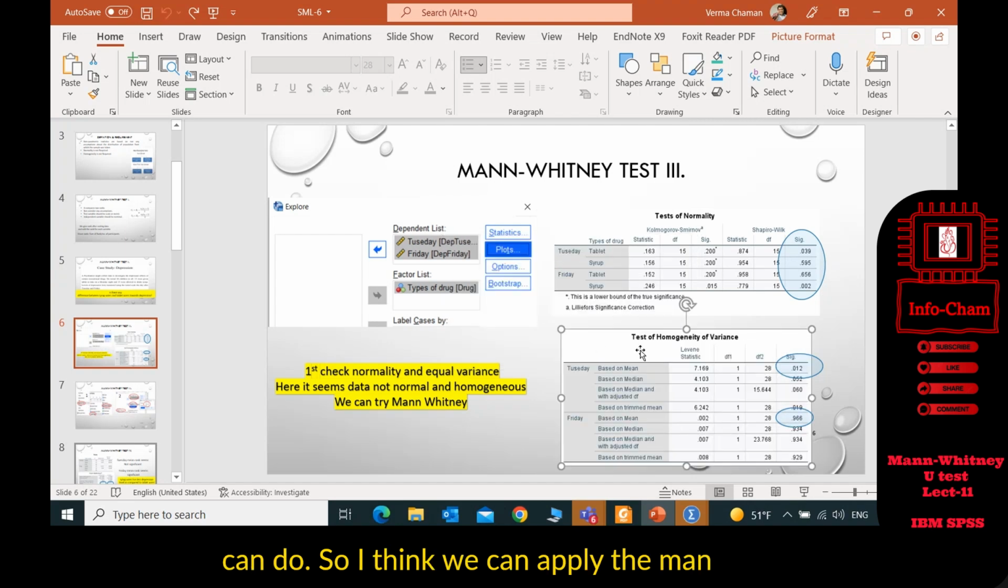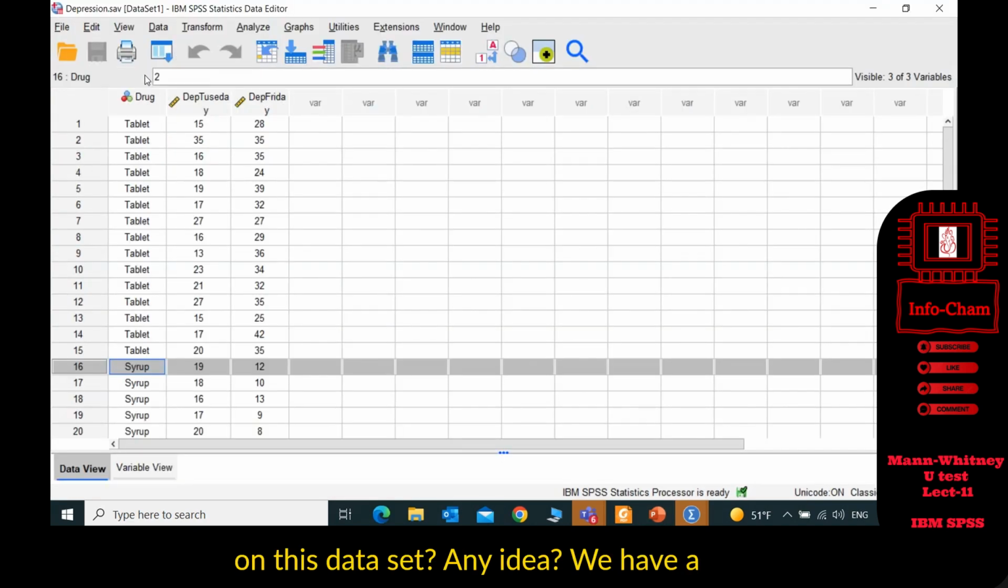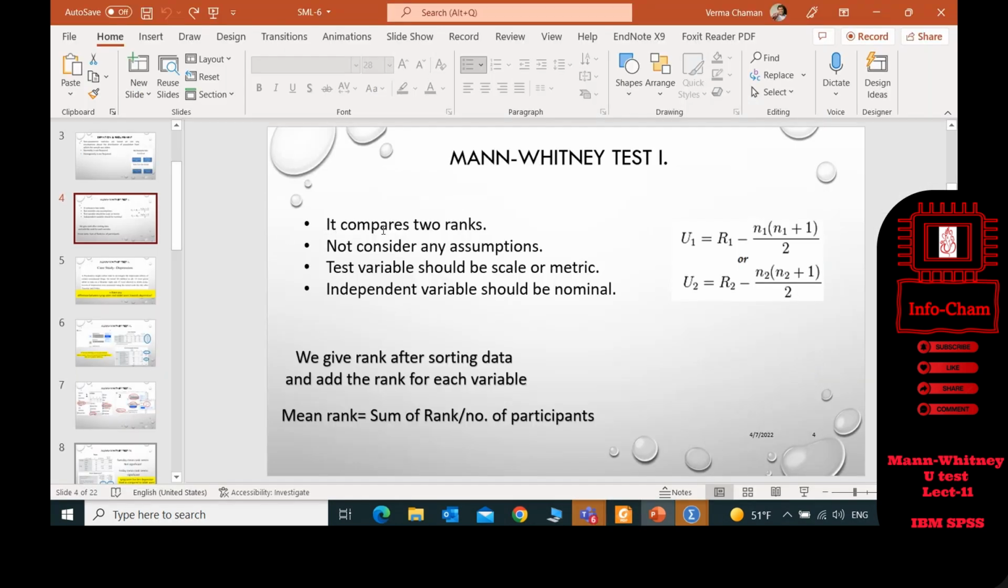So I think we can apply the Mann-Whitney test. If data is normal, if we have homogeneity in the variance, so if we obey the rule, then what test should I use on this data set? Any idea? We have a categorical variable and a two scale variable. What we used previously compared two ranks, right? Not the mean value. It will not work for the mean value.